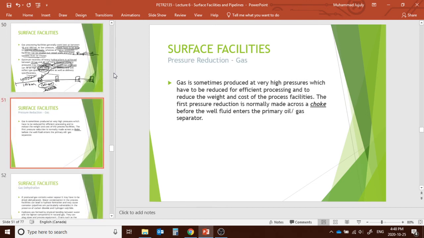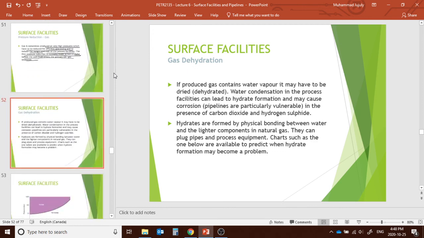The gas is sometimes produced at very high pressure, which has to be reduced for efficient processing and to reduce weight and cost of the process facilities. The first pressure reduction is normally across the choke before well fluid enters the primary oil and gas separator.